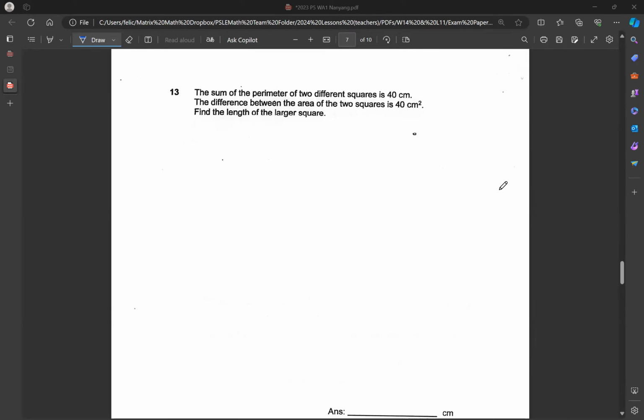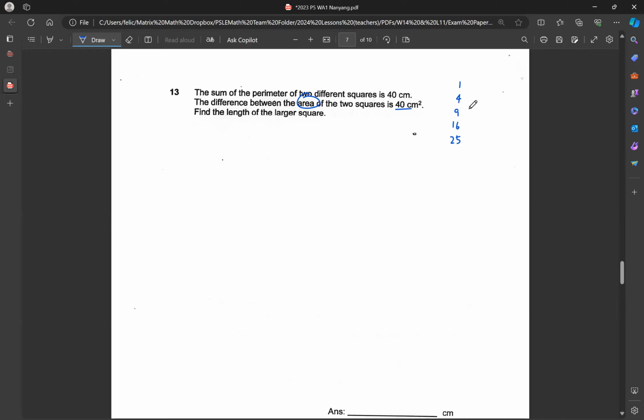Okay, so since they have given us the difference between the areas of the two squares, which is 40 in this case, this difference will be a good starting point. The area will be a good starting point to work with, because area involves square numbers. So what are square numbers? Square numbers are numbers like 1, 4, 9, 16, 25. These numbers basically have two same factors that multiply each other to give them.